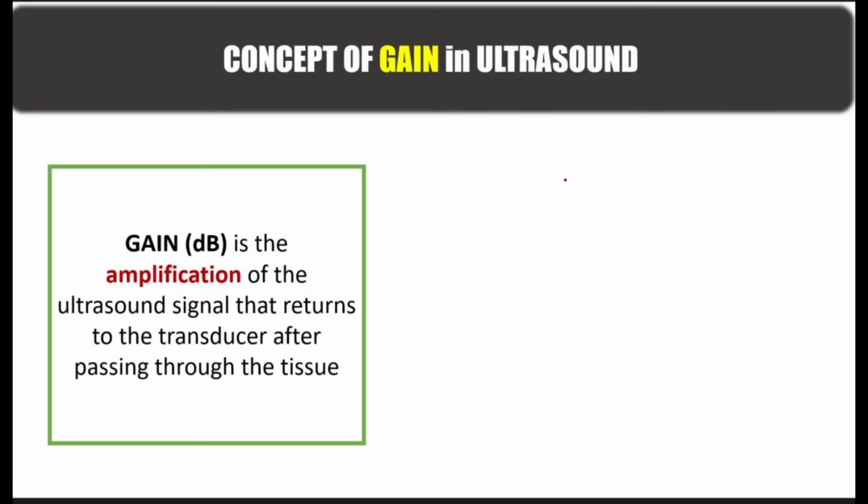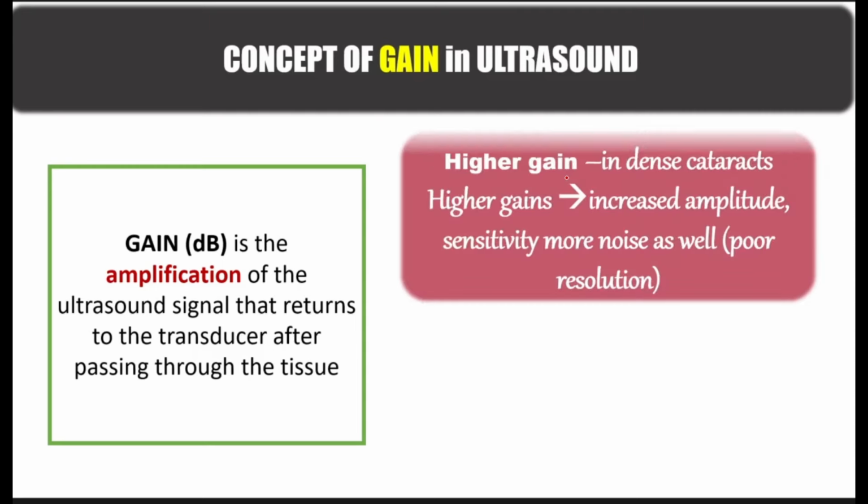Yes, you can amplify the signal by increasing the gain, right? So gain is that property which is measured in decibels. It is basically the amplification of the ultrasound signal that returns to the transducer after passing through the tissue. Okay, so in cases of dense cataract, we might need to increase the gain. These higher gains will lead to increased amplitude.